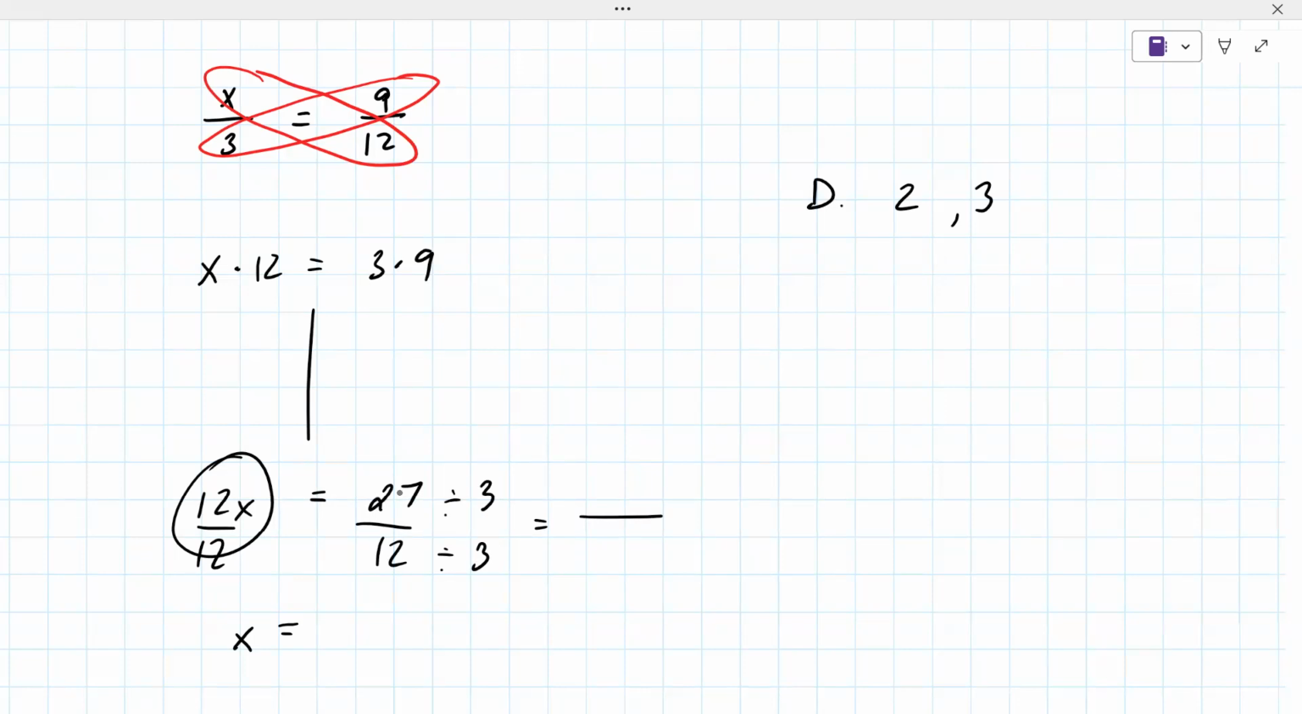So 27 divided by 3, 12 divided by 3. Would it be 9 on top? Yeah. And then it would be 4 on the bottom. Yes. So that is your final answer here.